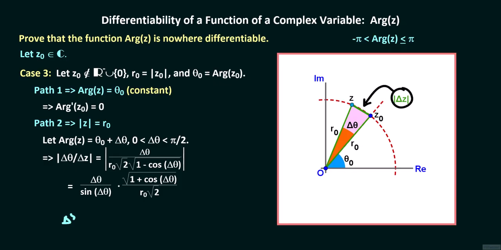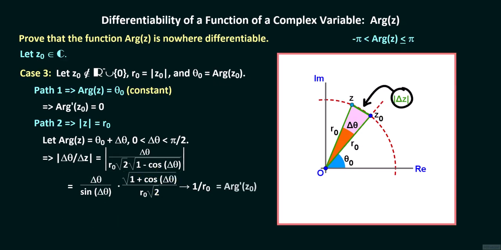As delta z tends to 0, delta theta also tends to 0. A basic fact from introductory calculus is that as delta theta tends to 0, delta theta over sine of delta theta tends to 1. Cosine of delta theta also tends to 1, and square root of 2 cancels out, so that the difference quotient tends to 1 over r sub 0.